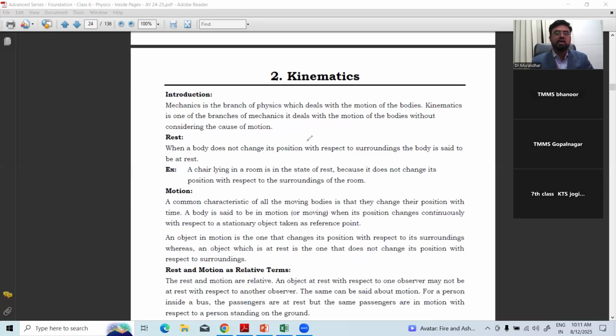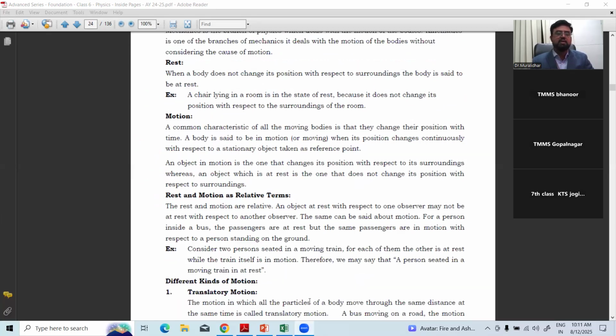Rest and motion are called relative terms. When a body is not in motion, it is at rest. If it is in motion, it is not at rest. Right? So we can say that rest and motion are relative terms. Where rest is there, there won't be any motion. Where motion is there, there won't be any rest. When one is there, the other is not there. We cannot say, sir, a body is at rest as well as in motion. So they are relative terms.